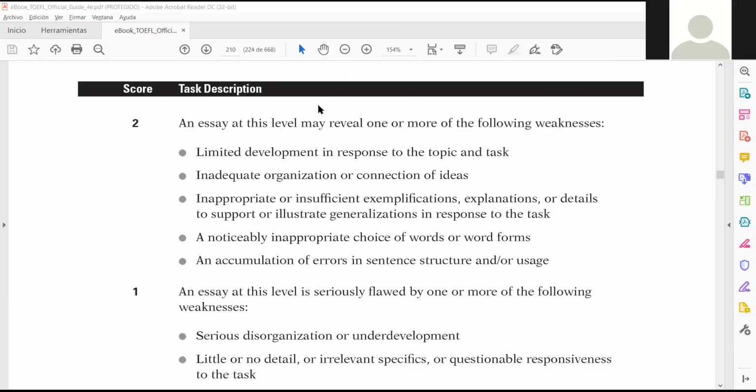And then the 2-1, please. Next, an essay at this level may reveal one or more of the following weaknesses: limited development in response to a topic or task, inadequate organization or connection of ideas, inappropriate or insufficient exemplification of explanations or details to support or illustrate generalizations in response to the task, a noticeable inappropriate choice of words or word form, an accumulation of errors in sentence structure and usage.